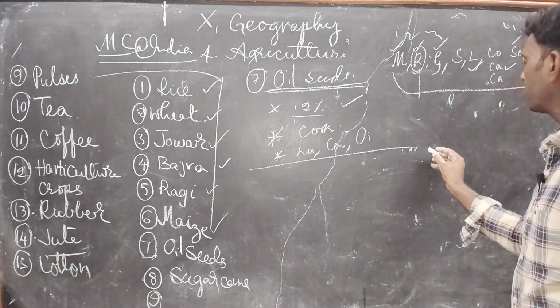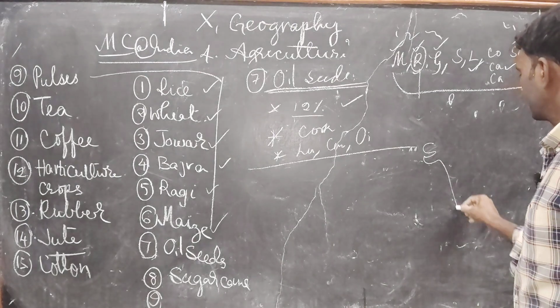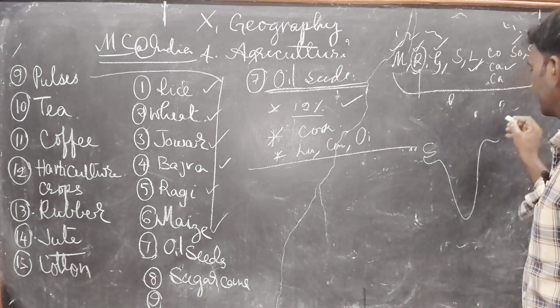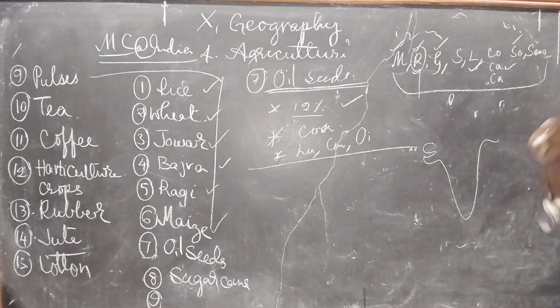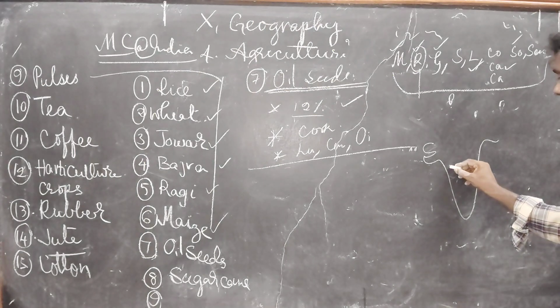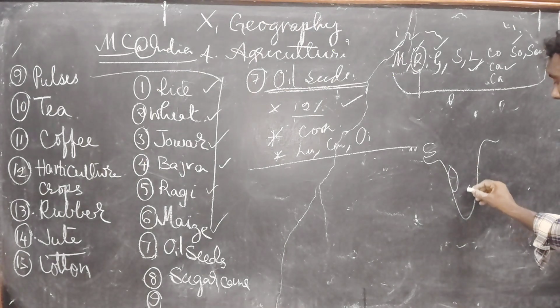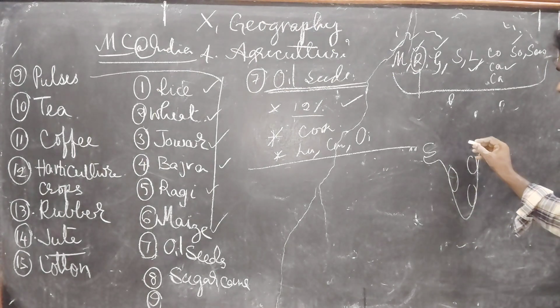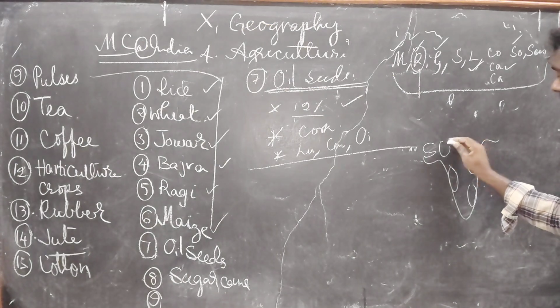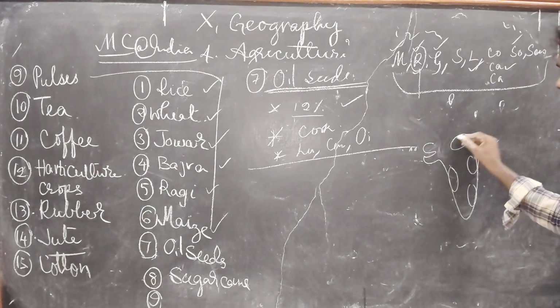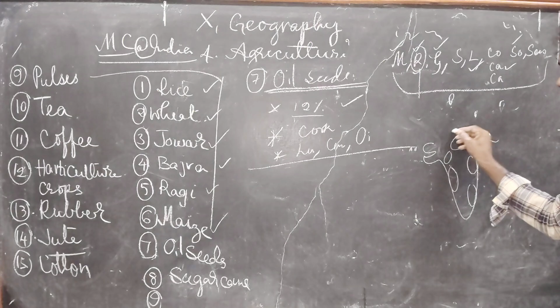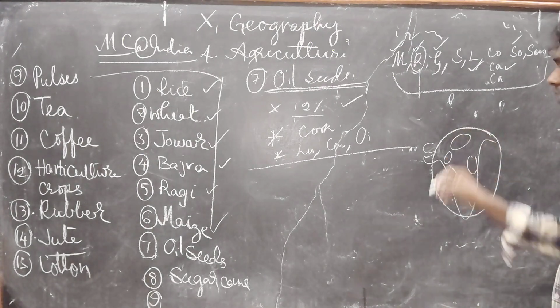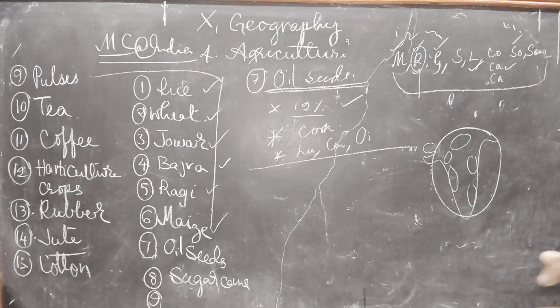Okay, the states which are producing more oil seeds are Karnataka, Tamil Nadu, Andhra Pradesh, Madhya Pradesh, and Maharashtra. These areas are producing more oil seeds. Is it clear?